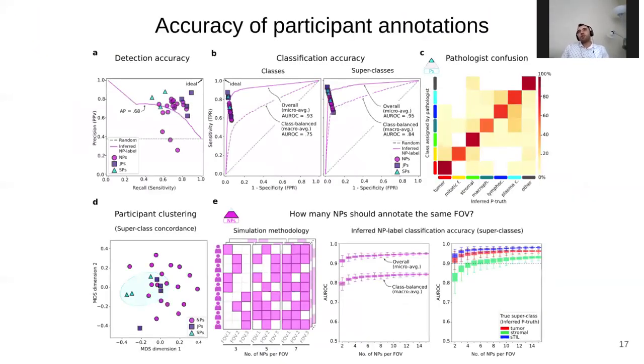Okay, so let's look at some accuracy results. What you're seeing here in panel A, for example, is a scatter plot of how individual people are doing relative to the inferred truth. So the inferred truth is we have pathologists annotate an image and we infer what the actual nucleus location is, and actually the locations are fixed. So we infer the class.